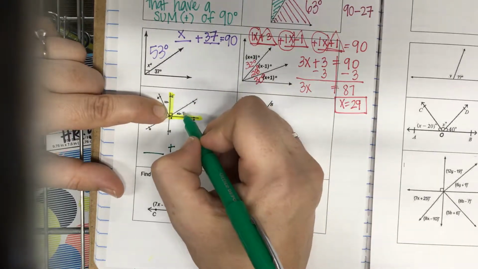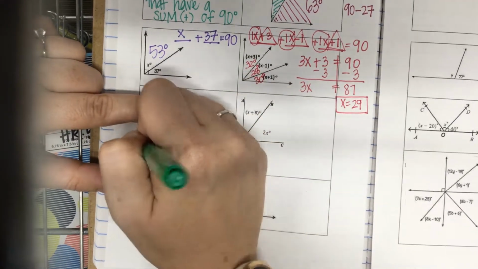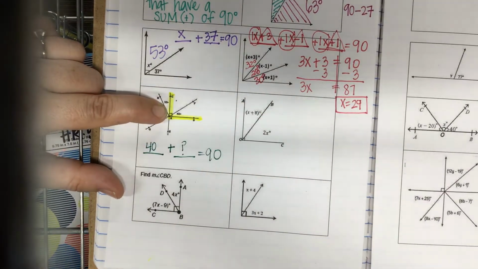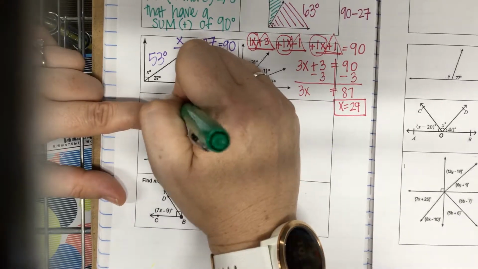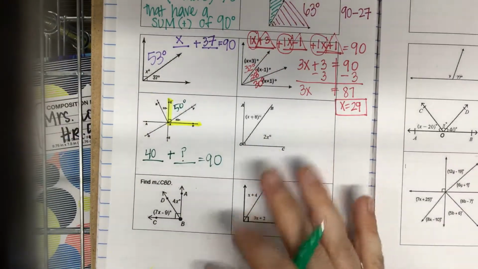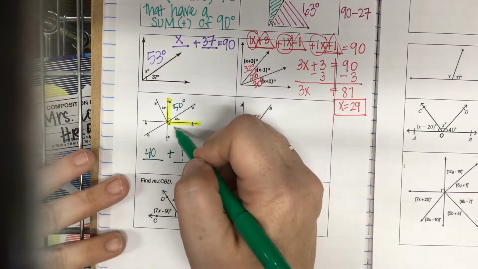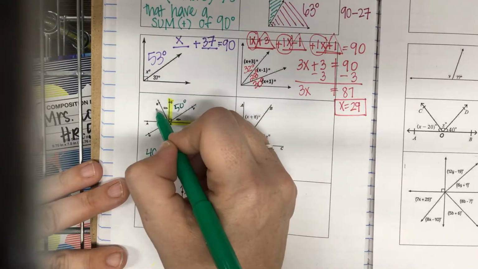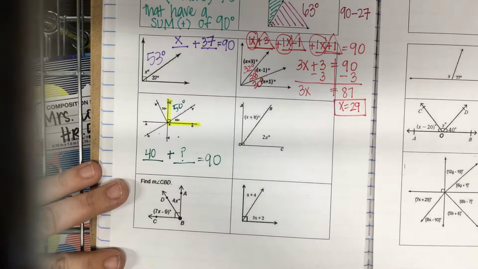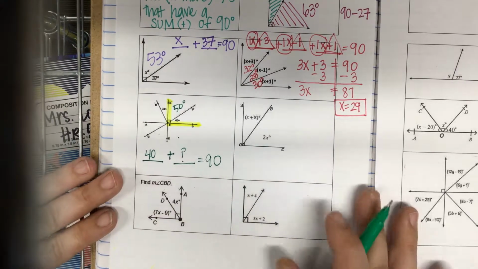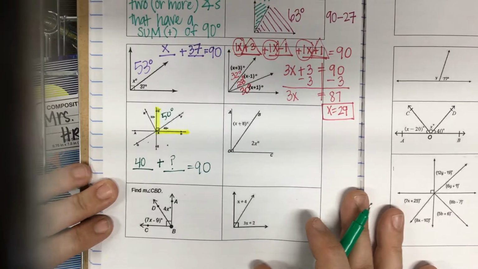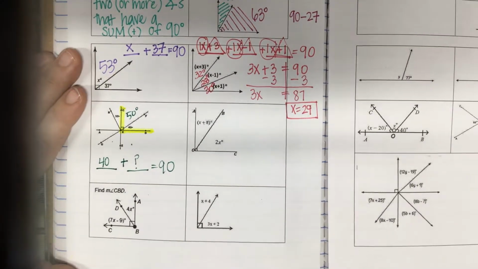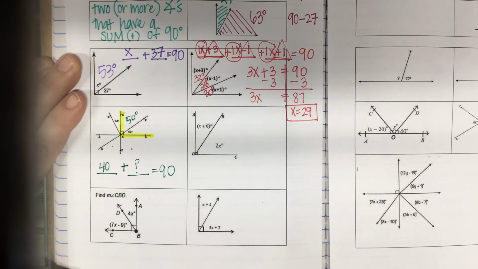And this guy is 40. So what's this guy? 50. Now later on, we will soon learn how to do this angle, and this angle, and this angle, and this angle. We'll get there. It's just not yet. That's a lot of angles. It is a lot of angles. All right.